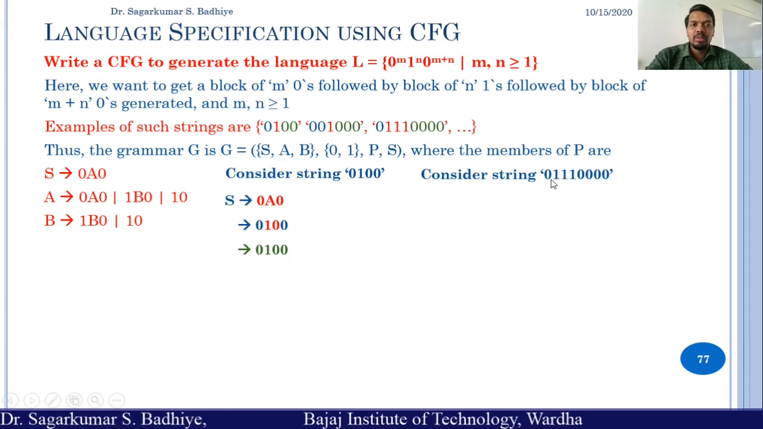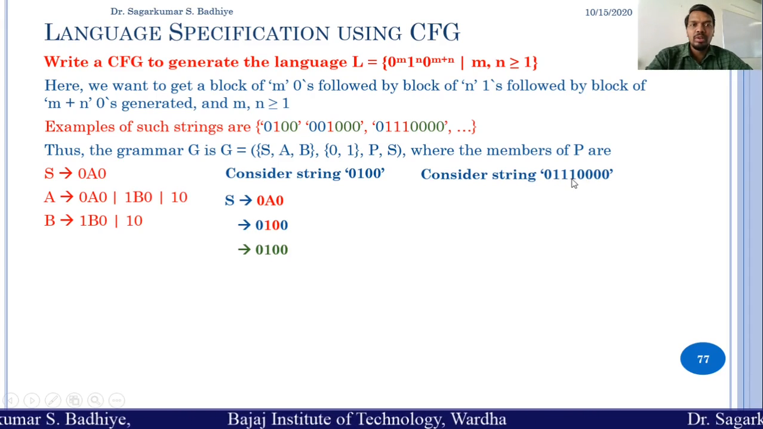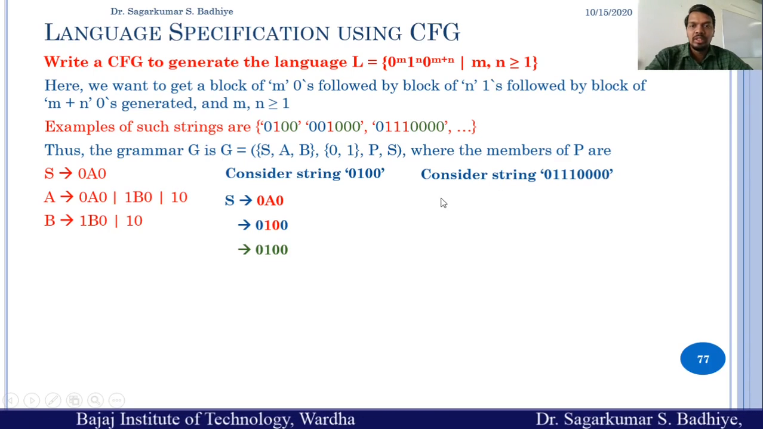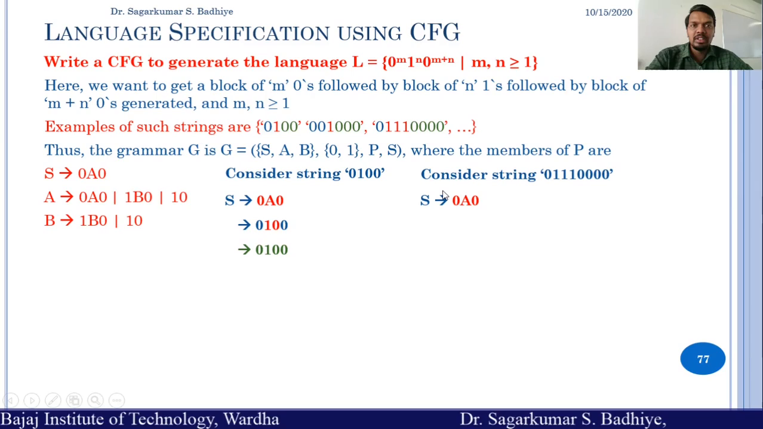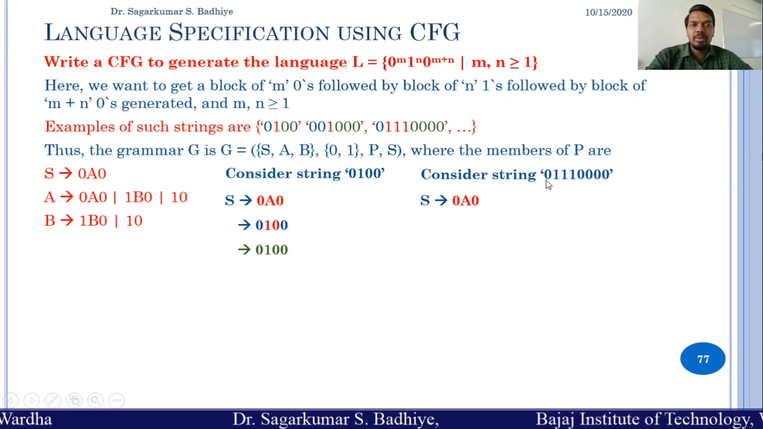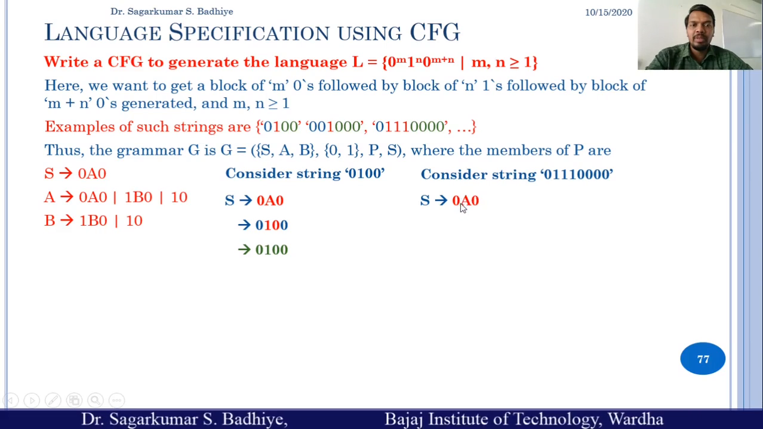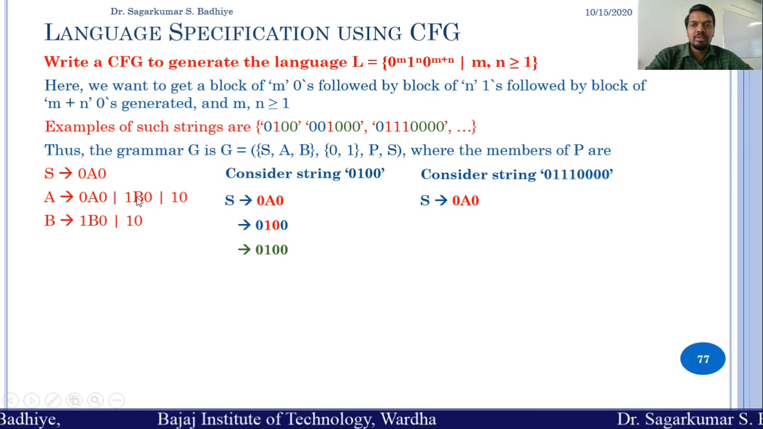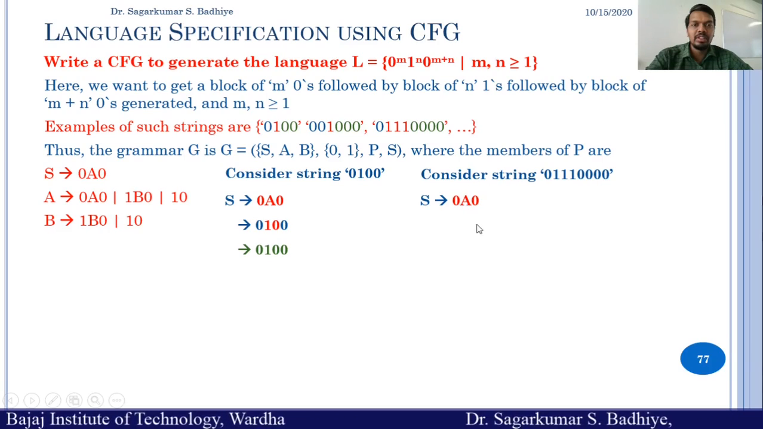So consider another string, 0 1 1 1 0 0 0 0, right? So this is one zero followed by three ones, and then it is followed by four zeros, right? To generate this, we would again start with the start symbol of the grammar, and S derives 0A0 is the first derivation. As the number of zeros is already achieved, we would move to 1. So we would replace this A with the production that would generate a 1 after the first 0, that is A derives 1B0. So we would replace this A with 1B0.